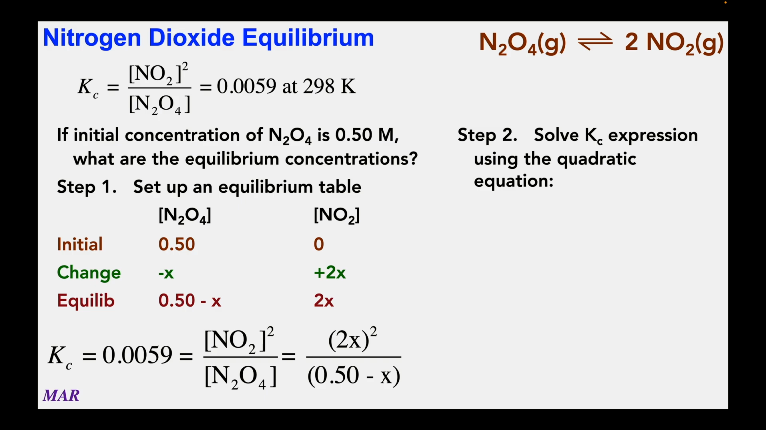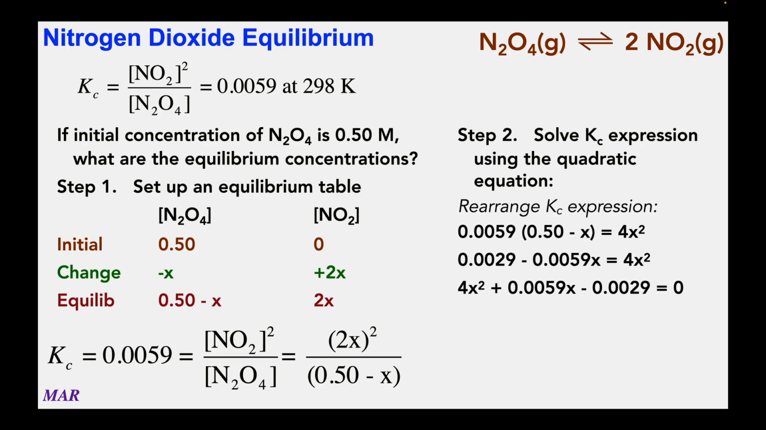So first of all, let's try and clean this up a little bit. We'll multiply both sides by 0.5 minus x. So the 0.5 minus x in the denominator on the right goes away. But then you have 0.0059 times 0.50 minus x, and that's going to equal 2x quantity squared. Well, 2 squared is 4. x squared is x squared. So that comes out to be 4x squared.